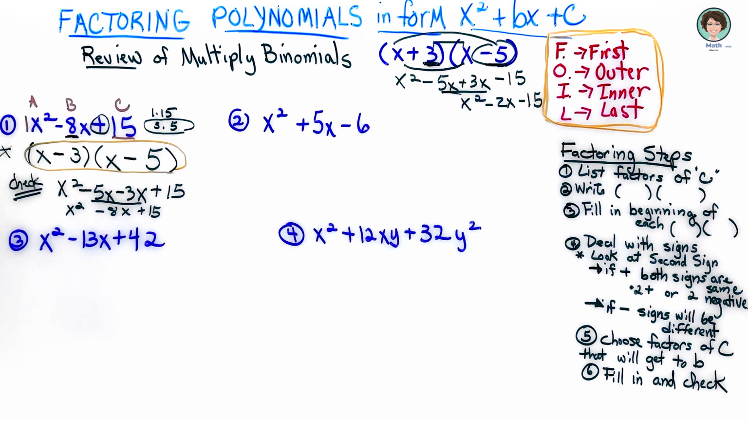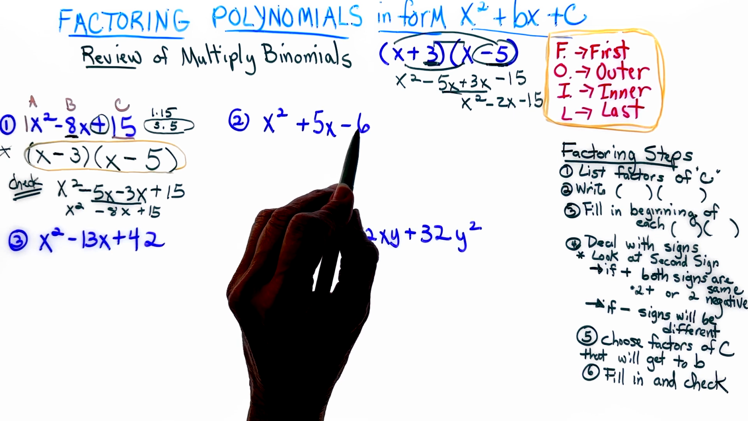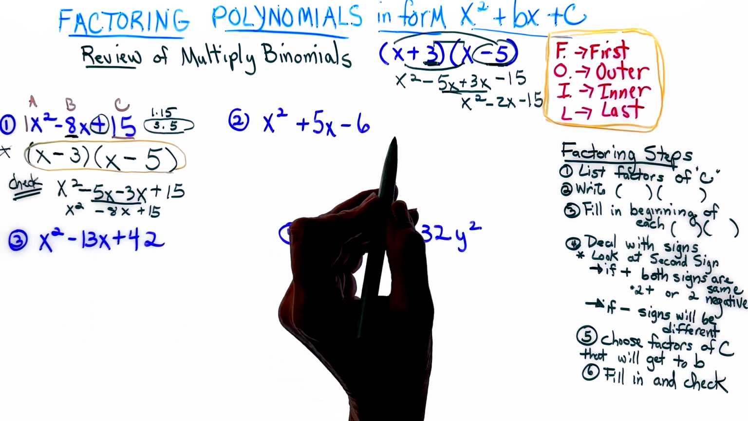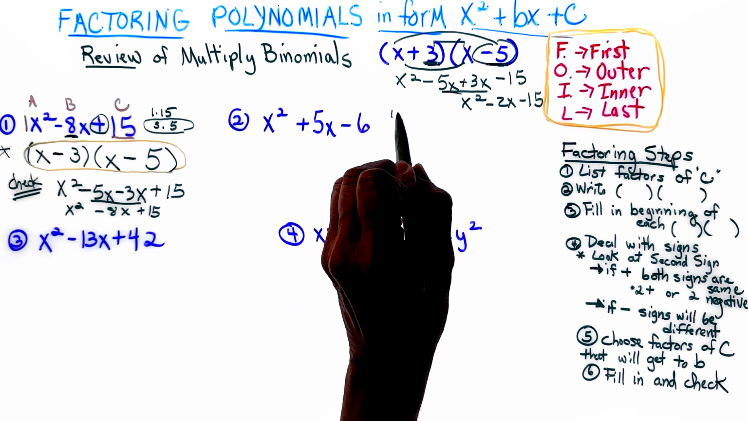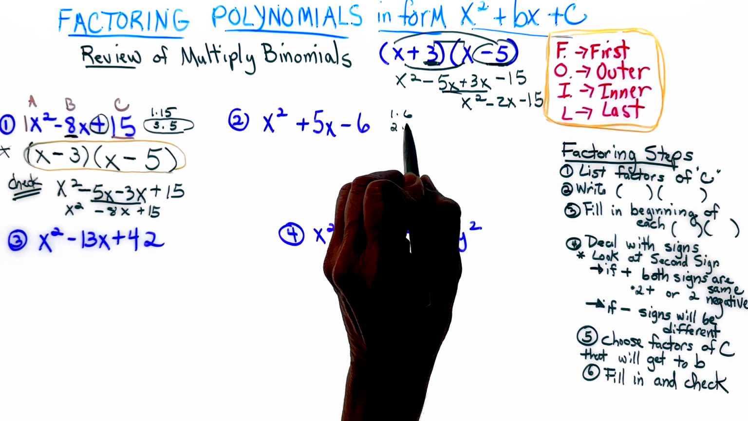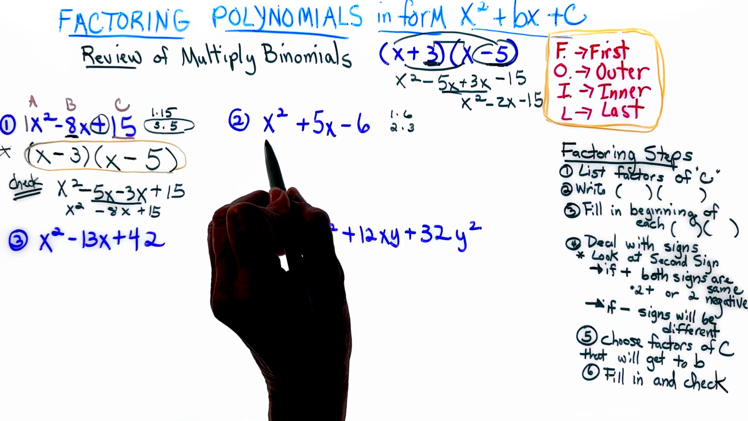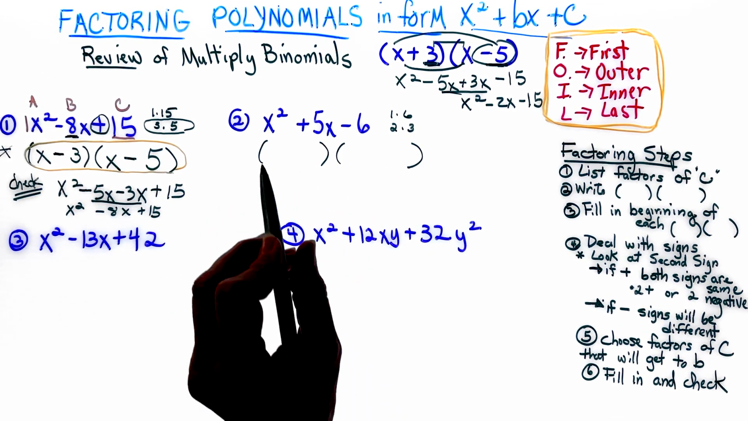Okay, well, let's look at the second problem. The second problem is x squared plus 5x minus 6. Again, we want to list the factors of 6 because remember, this is our letter C. So I know 1 times 6 and I know 2 times 3. And that's it. So now I'm going to put my parentheses there because there's my 2 binomials.